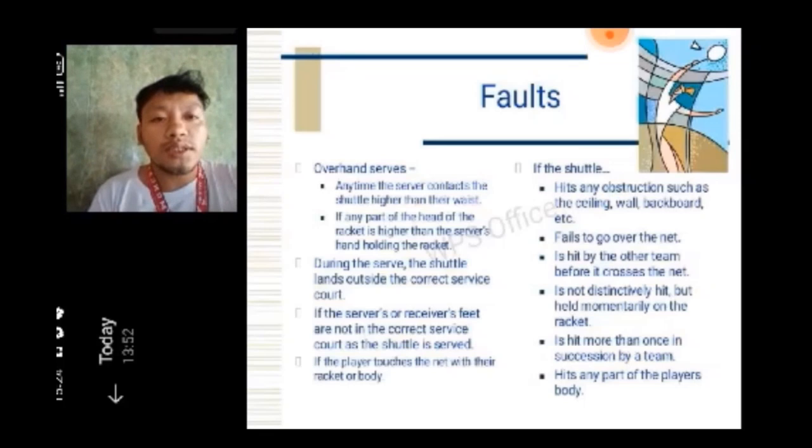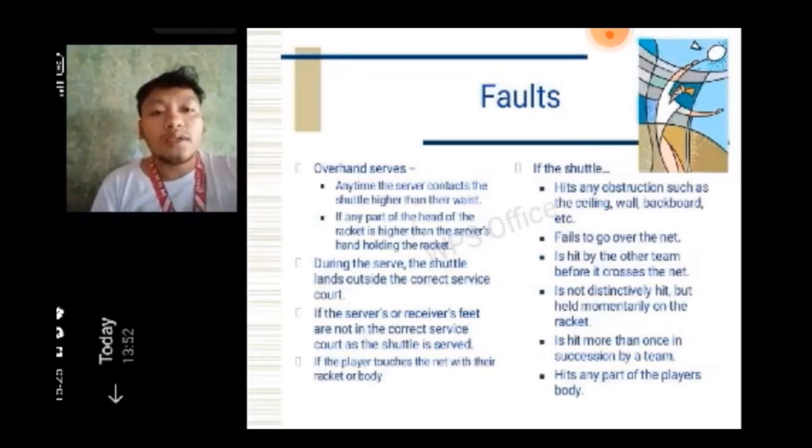If the player touches the net with the racket or body. So kung ang imuhang lawas or imong racket masabod sa net, is fault na pod siya.